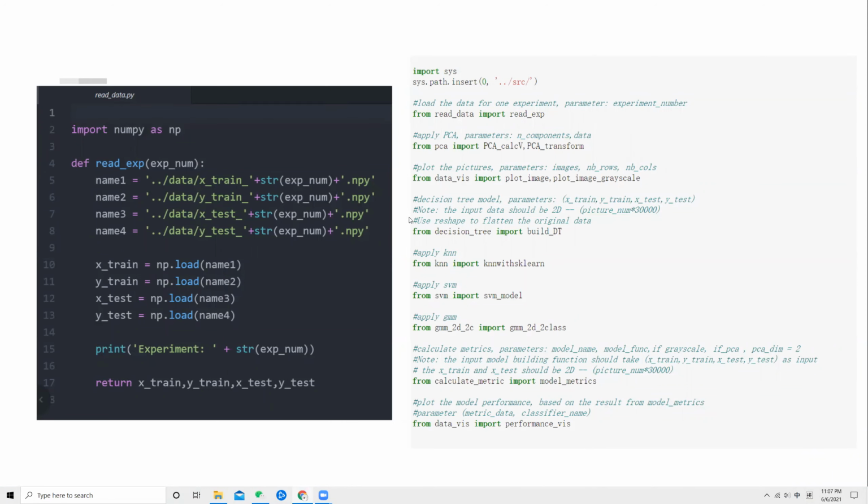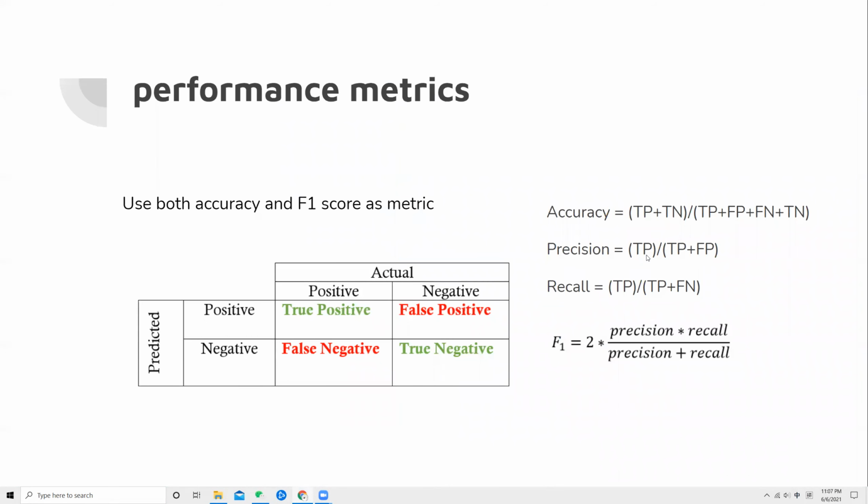Basically, we create the functions in the Python file, and this function, read experiment, is the function for us to read the data. And then we import those functions in the Jupyter notebook. As you can see in the screenshot on the right, this is our complete import message, and we define lots of Python functions for multiple use. And for the performance metrics, we use both accuracy and the F1 score. So those are the formulas for the 2 metrics.